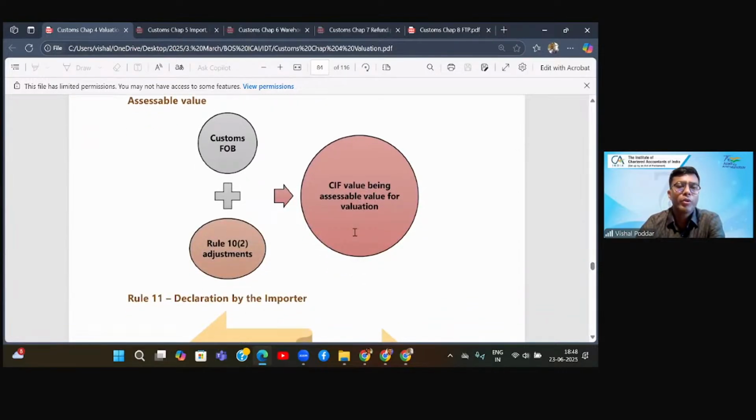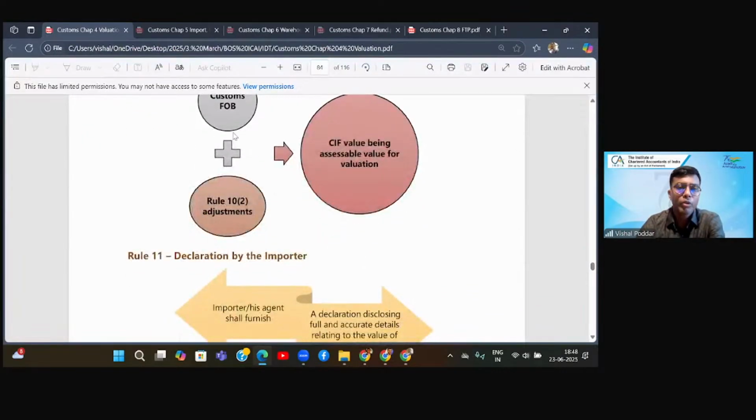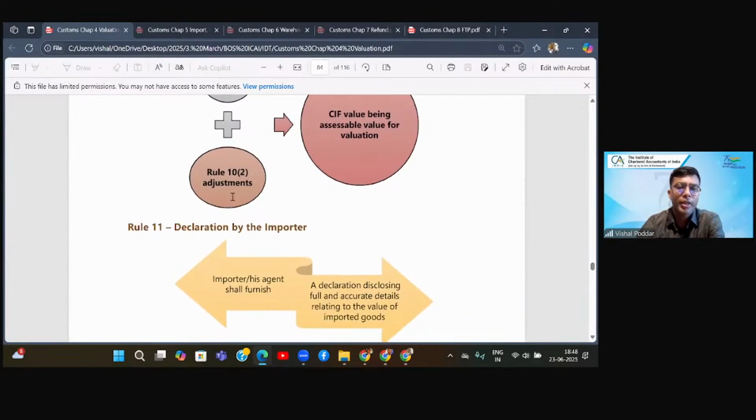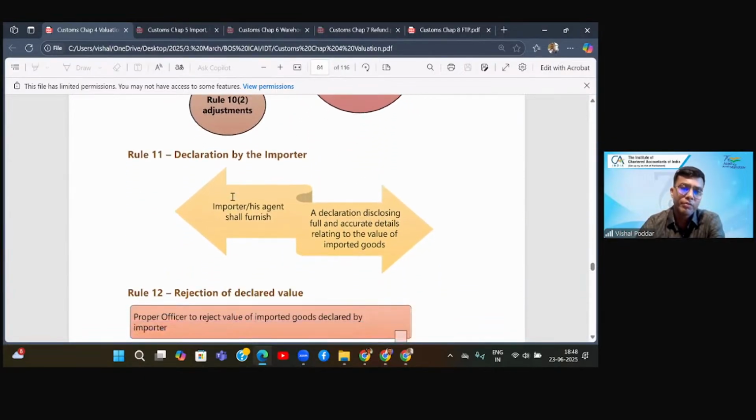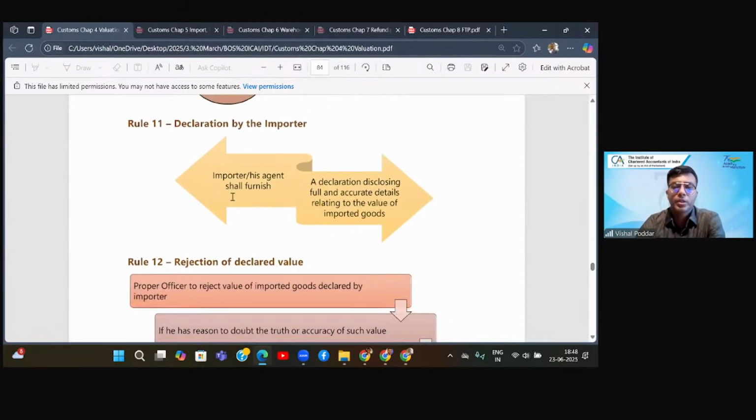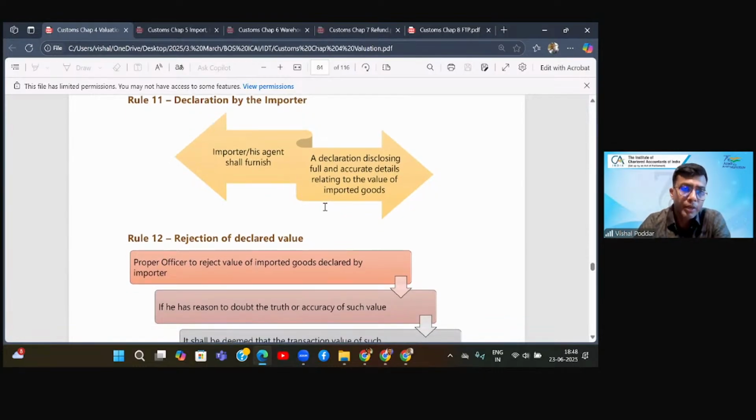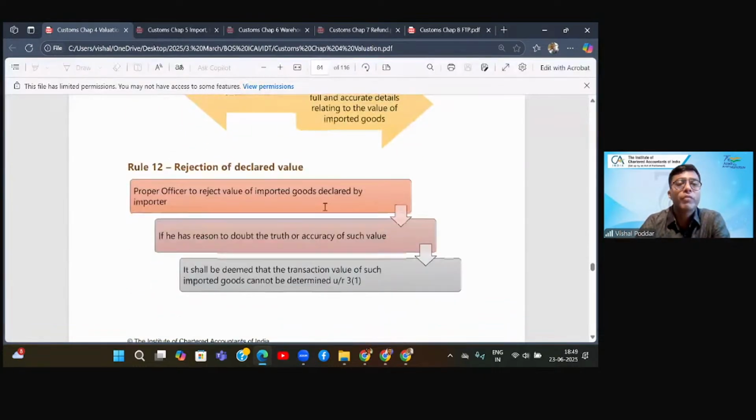So this is how valuation is done. You take FOB, you do adjustments given in rule 10, you get the CIF value, which is the value as per the customs. Now we come to rule 11, which says declaration by the importer. Now this is the additional obligation. What it says, the importer or his agent shall give a declaration disclosing full and accurate details regarding the value. So whatever details are required for determining the value, you have to give all details full and correct, and you have to give a declaration that this is given full and correct and nothing is kept back.